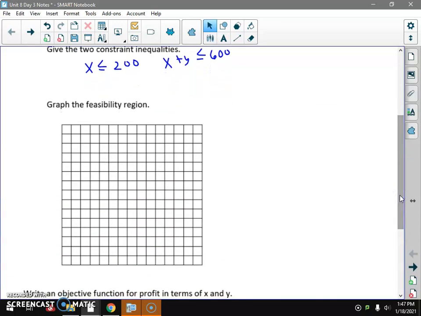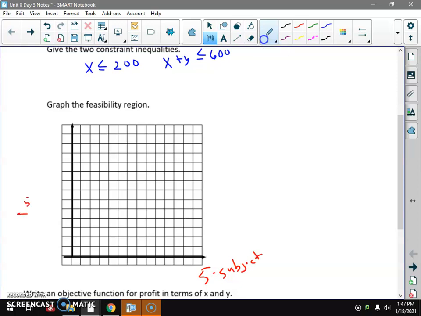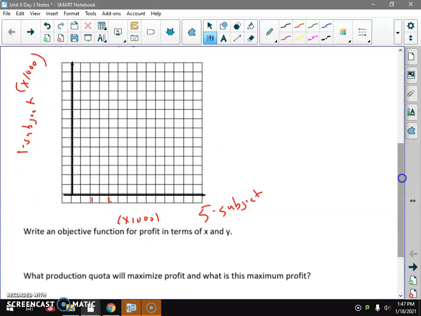Let's go down here. Let's put our axes on. Let's go here and here. And don't forget this is 5-subject and this is 1-subject. And we're going to go by 100s so we can label our x and y axes a little bit easier. Every 2 boxes is 1: 1, 2, 3, 4, 5, 6, and 1, 2, 3, 4, 5, 6. Again, hundreds. 600 and 600 would be the intercepts for that one.